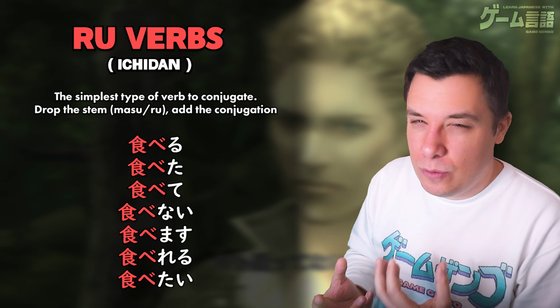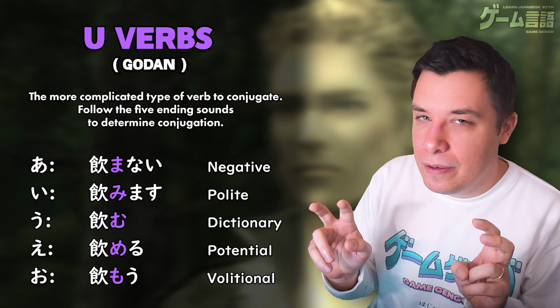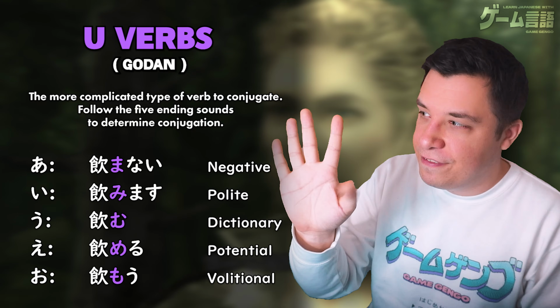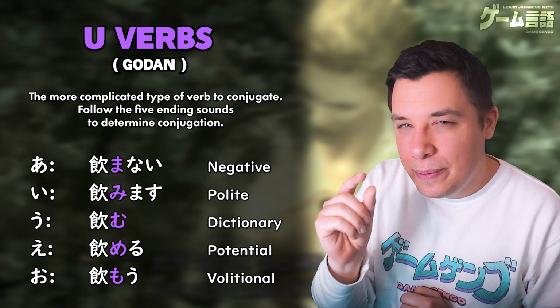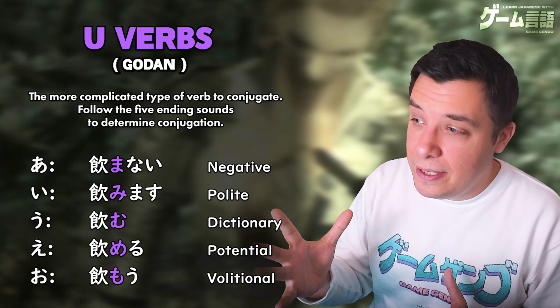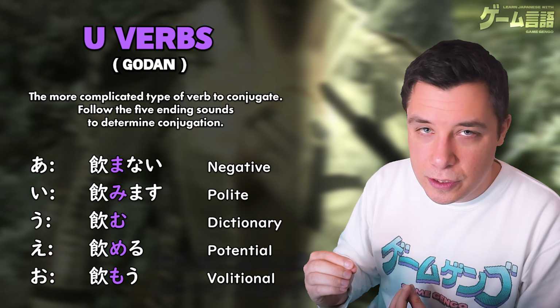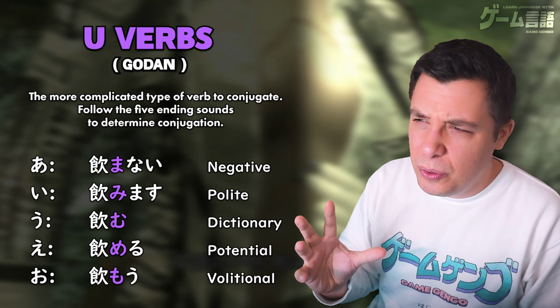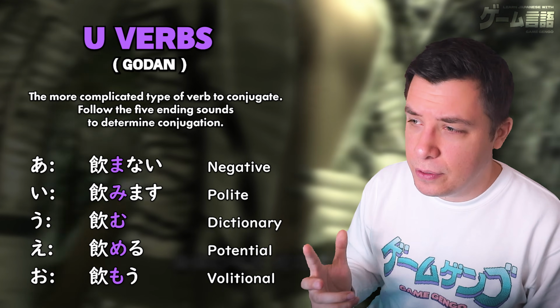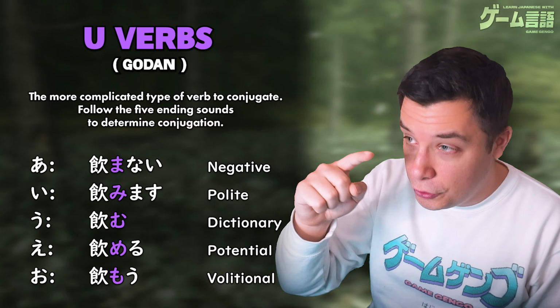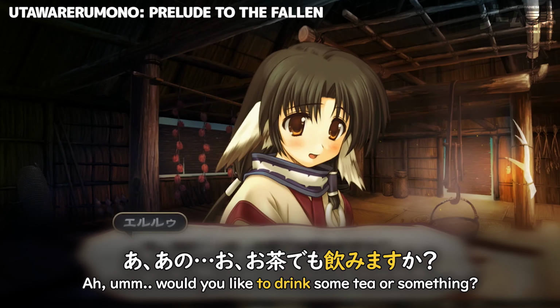The more complicated one is known as the u verbs, or the godan. That means there's 5 stages of conjugation. This is a little bit more complicated, but good news, if you're turning the polite speech into casual speech, all you're really doing is you're looking for the i sound. Like for example, nomimasu.